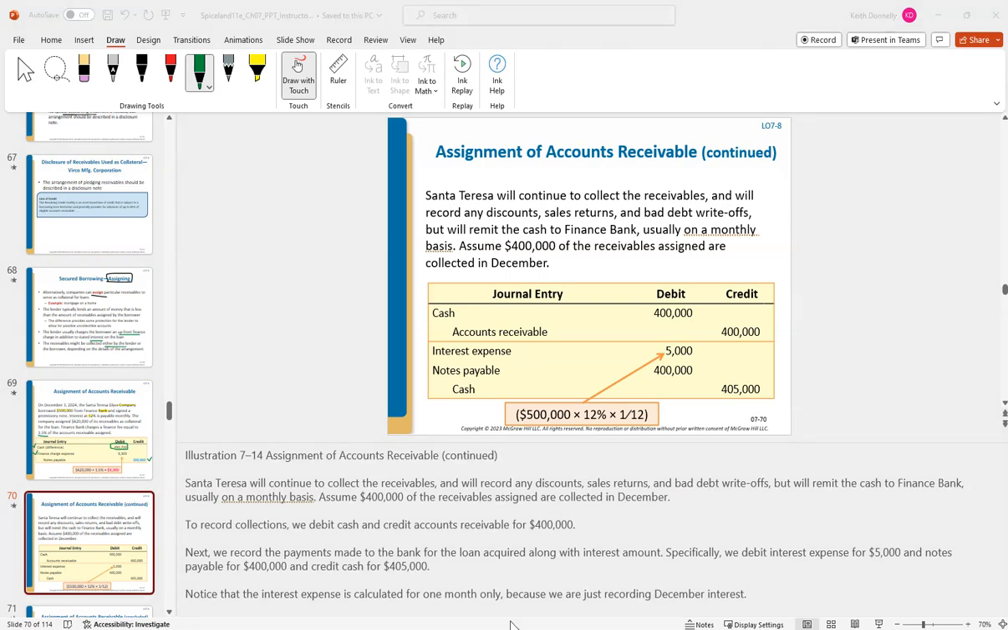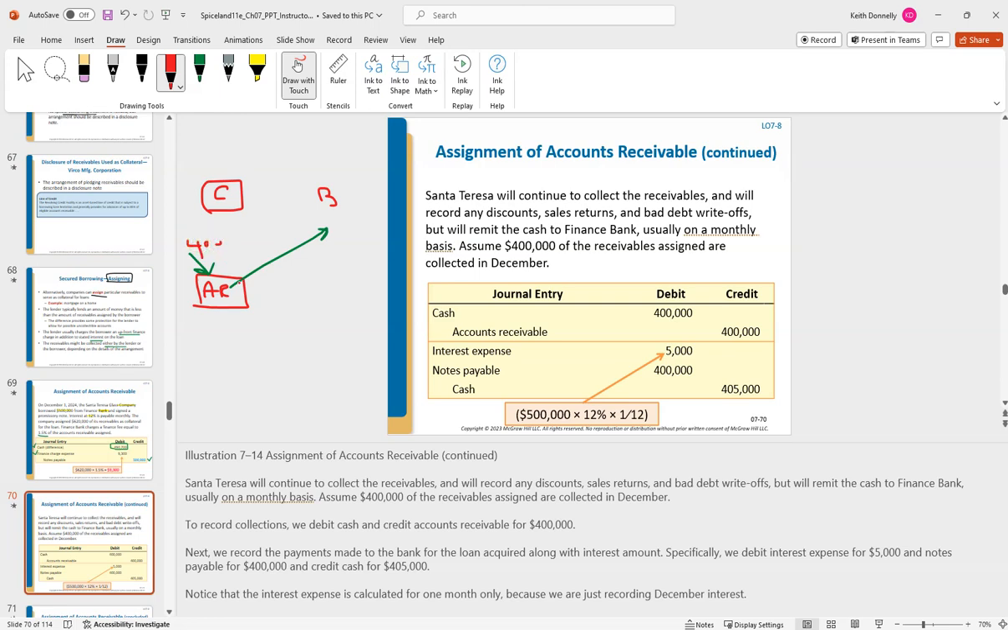Okay, so then how does this work? It says Santa Teresa will continue to collect the receivable. So let me just draw this the same way. We got the company, we got the receivable, and it will record any discounts, sales returns, bad debts, but it will remit the cash to the bank. So look, we will still manage it, but when the cash comes in, we're going to send it right over to you, Mr. Banker.